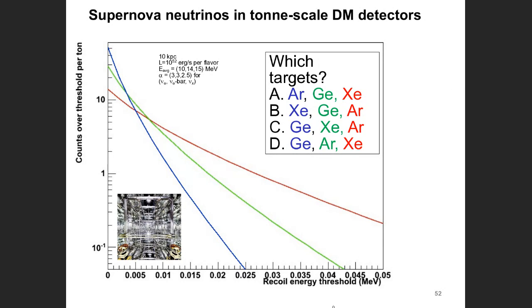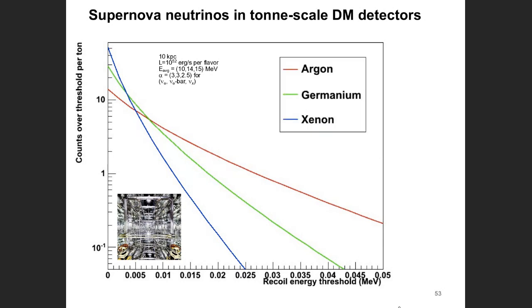Okay, so the answer here is that the red is argon. So that's the lightest nucleus, and so you're going to get more of them kicked to high energy. The blue is xenon. That's heavier, and so you get fewer of them kicked to high energy. So it's basically just kinematics. It's just like imagine hitting a smaller versus a bigger bowling ball, more or less.